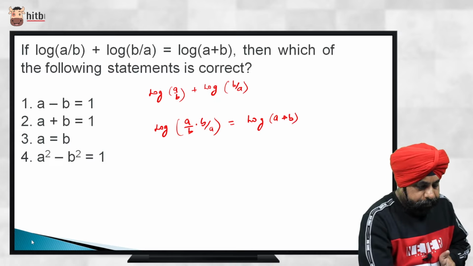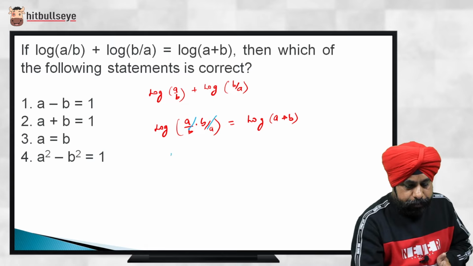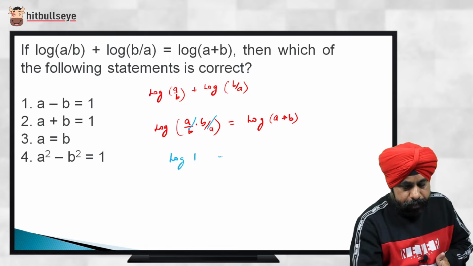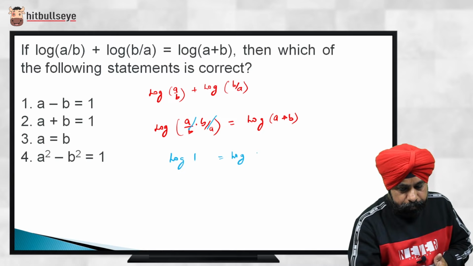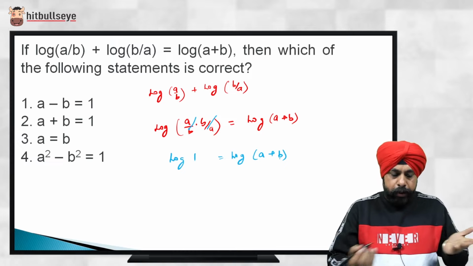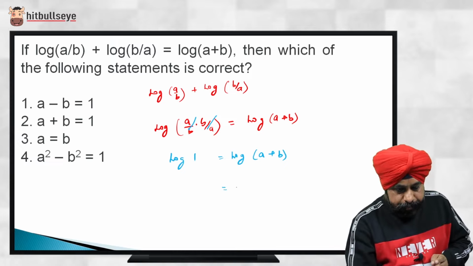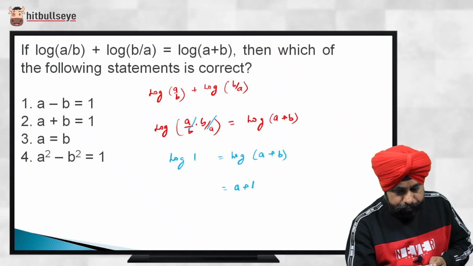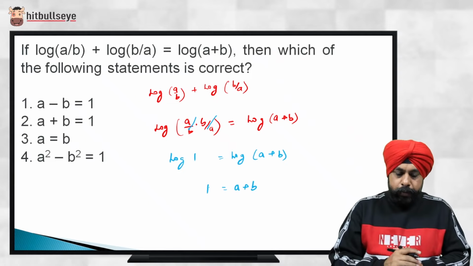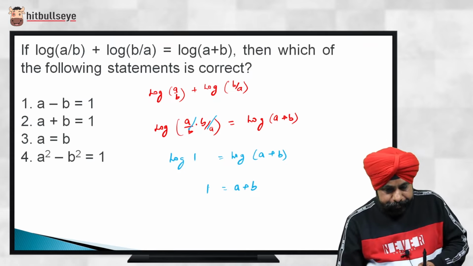People, just solve this. Can you understand that we can cancel it? It becomes log 1 is equal to log of A plus B, right. So, log is there on both the sides, we can cancel that. So, the answer is A plus B is equal to 1. Okay.